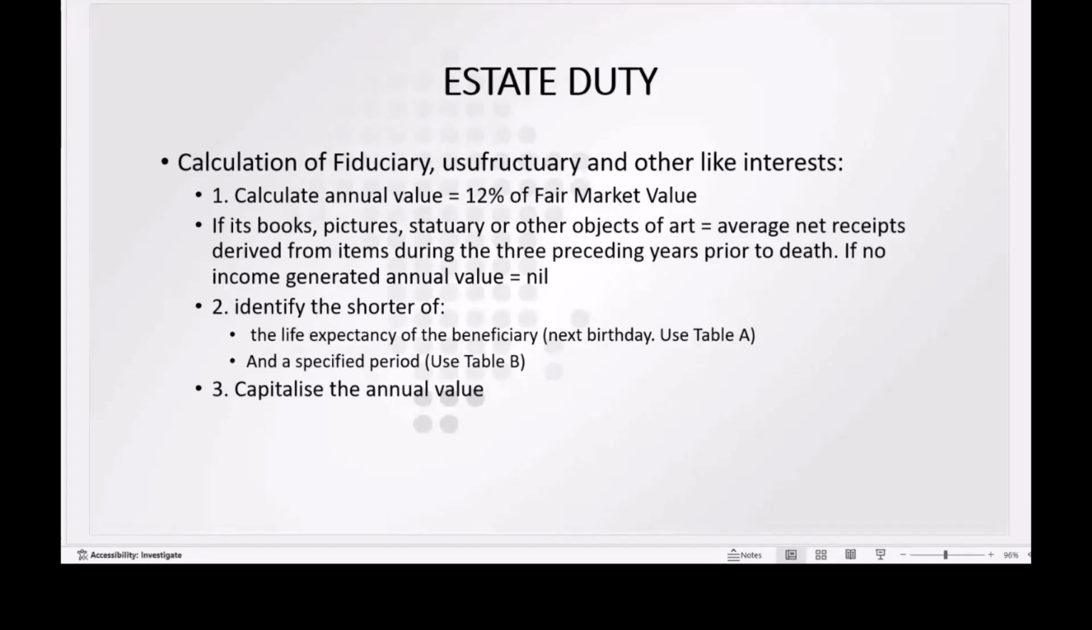the beneficiary. Okay. So if there are books, pictures, statuary, or other objects of art, we would use the average net receipts derived from such items during the preceding 3 years prior to death. If there was no income generated from those assets, then the annual value would be zero.